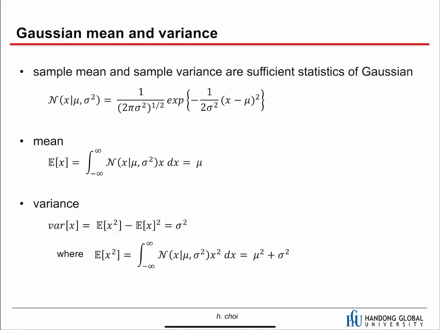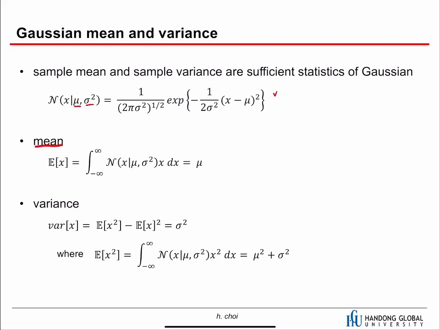And this slide is about Gaussian mean and variance. Actually, the sample mean and sample variance are sufficient statistics of Gaussian. So as long as we can calculate the average and the variance, then we can estimate the mean and variance. Then these are enough to define the Gaussian distribution. In this equation, as long as we have a mean and variance, then we can define this function.